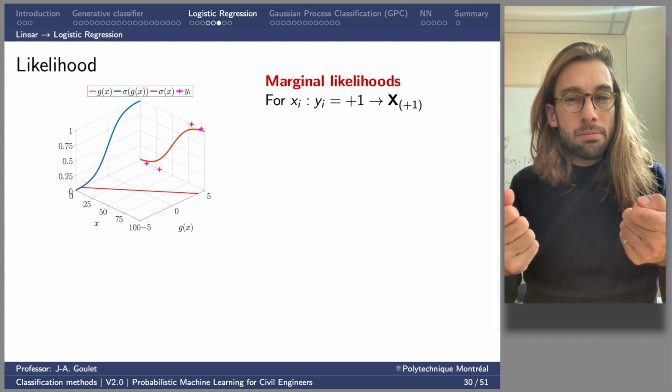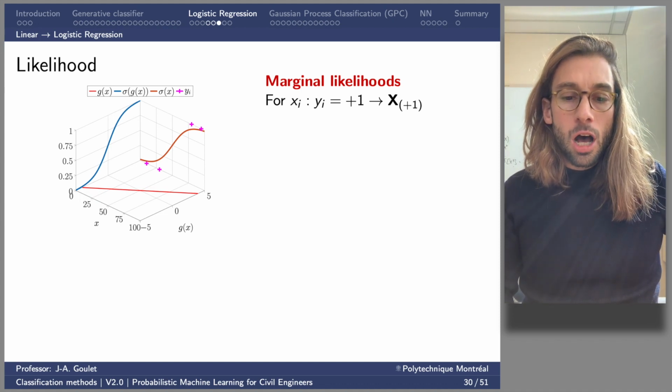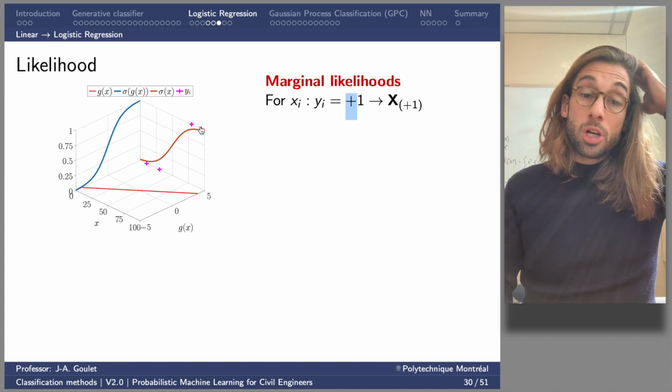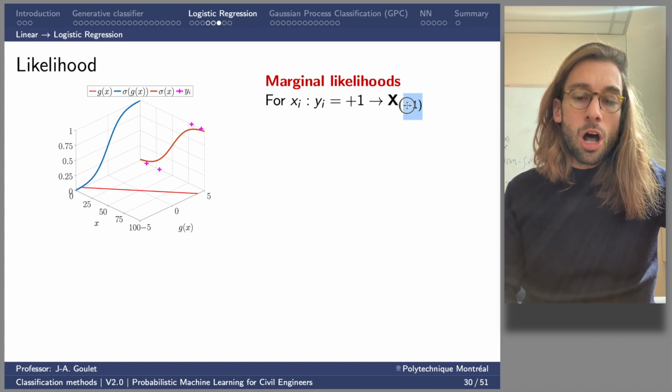Okay, I have to split my data according to each class. So I start with all the xi's corresponding to the class yi equal +1. In this case, it would be these 2 data points. What I'm going to do is build my function, so my model matrix, for all the data points that correspond, or all my xi for which yi equal +1.